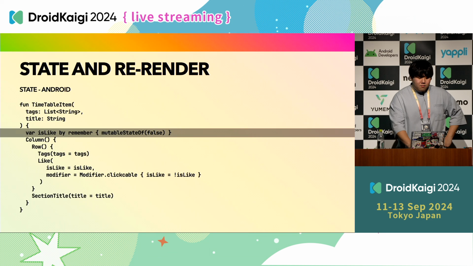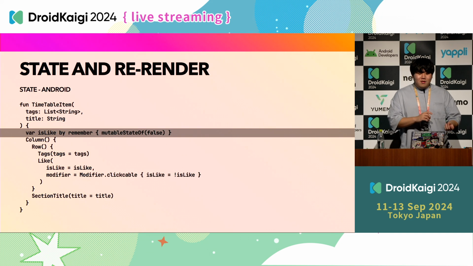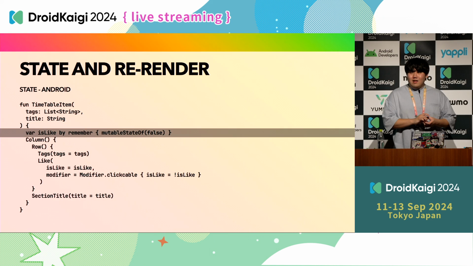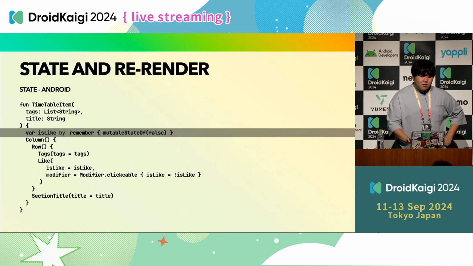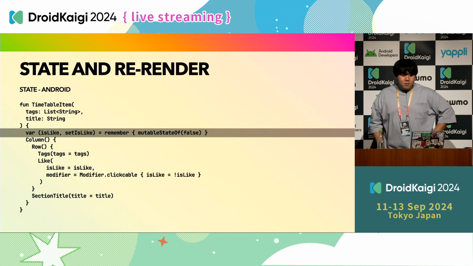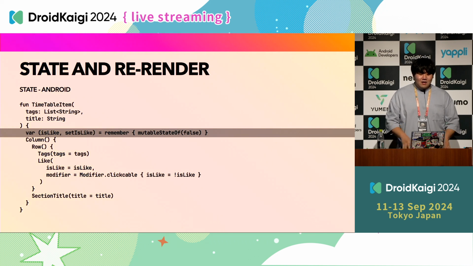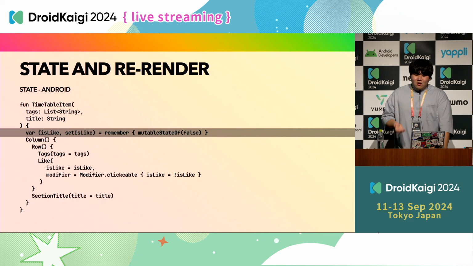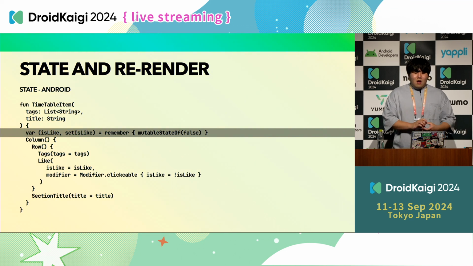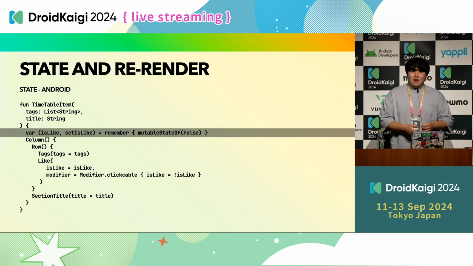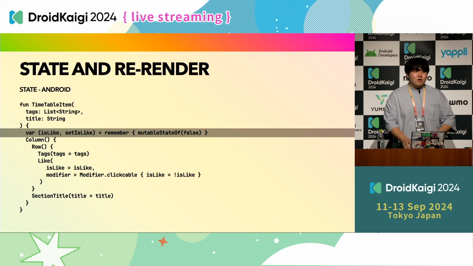While MutableState is typically accessed using a delegated property, if you choose not to use this and instead directly handle the MutableState object, you can perform this destructuring to separate the values into isLike and setIsLike. isLike represents the value, and setIsLike is used to change it. This suggests that the Compose runtime uses Kotlin's delegated properties to provide syntactic sugar.